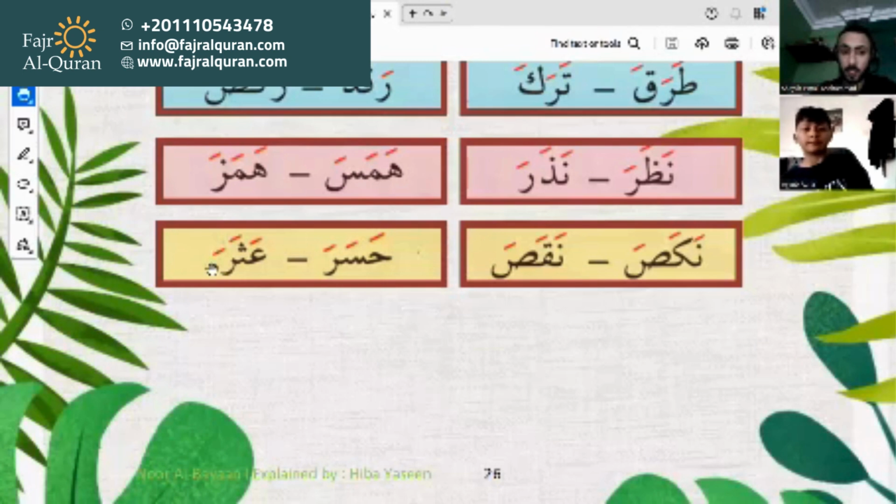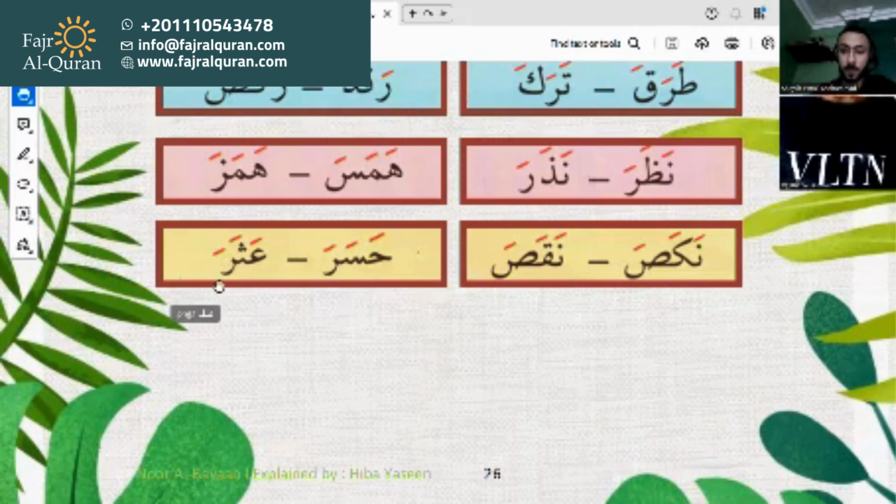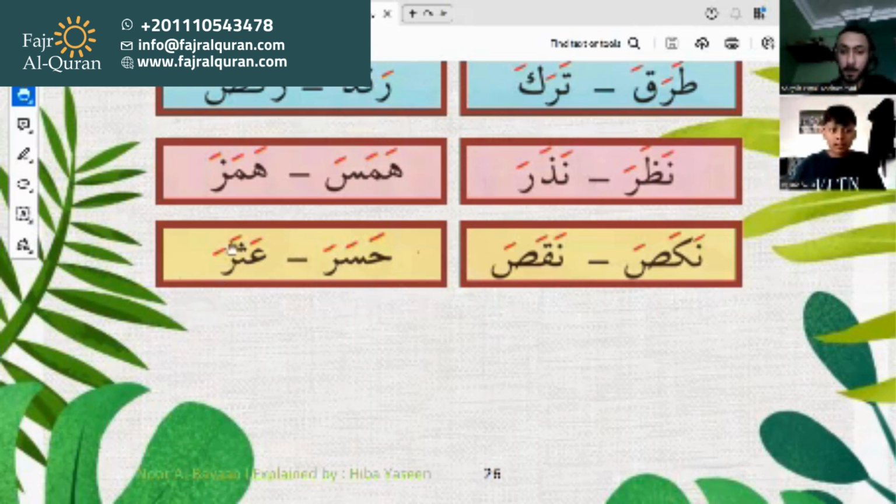The last 2 words here, both, not only this one. حسر. Great. Look at the screen. Each one separately. حسر. أثر. What is the first sound here? Is it ha or a? It's a. So أثر, it's not atharo.